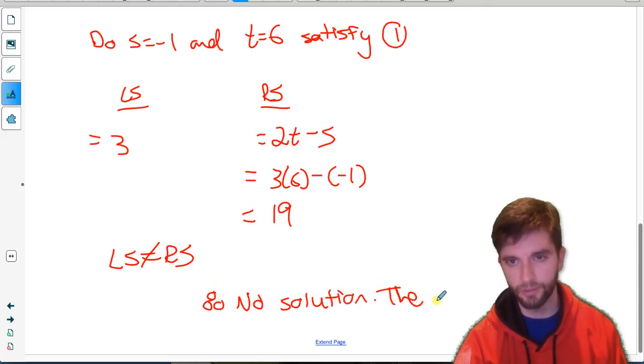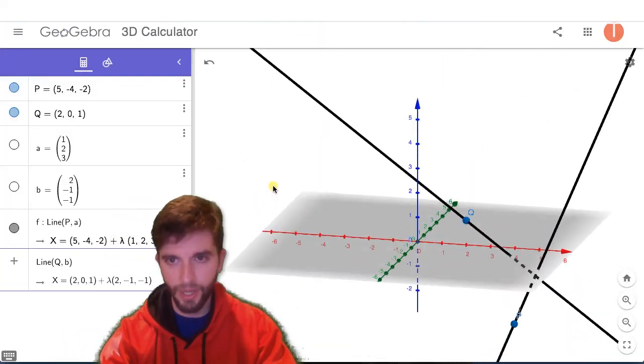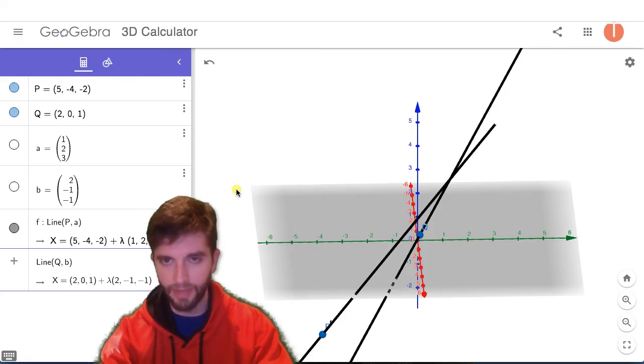The lines are skewed. And let me just show you these two lines in GeoGebra. So here are those two lines. Notice they are not parallel, but they do not intersect. So they are skewed lines.